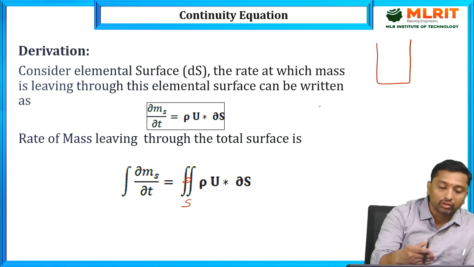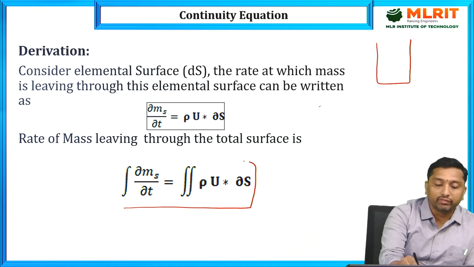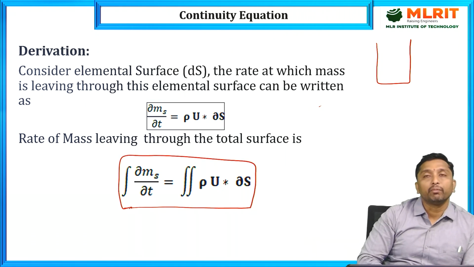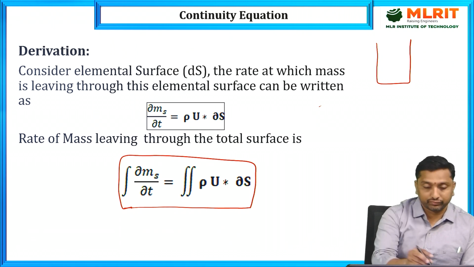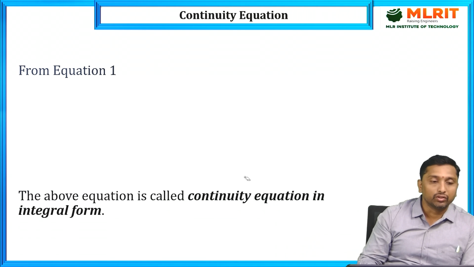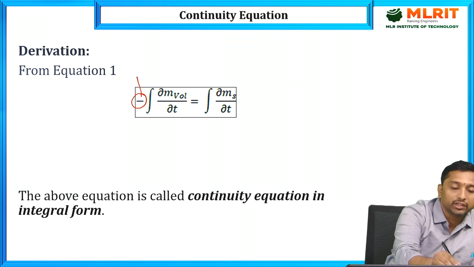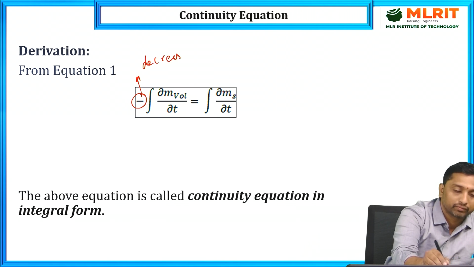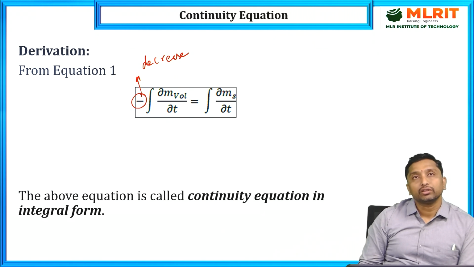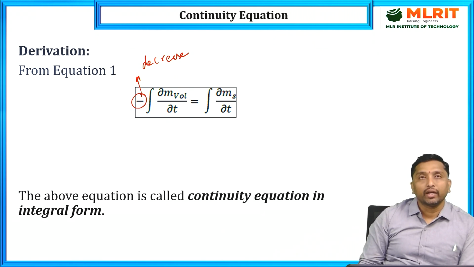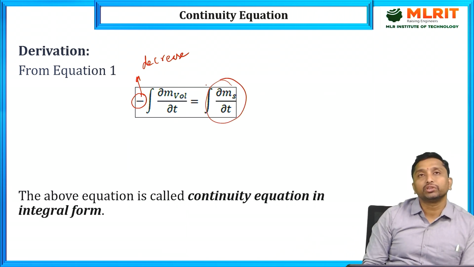From equation 1, these two should be equal. That is, the mass which is leaving through the surface and the mass which is decreasing inside the volume should be the same. So from equation 1, the negative sign indicates that there is a decrease in the mass inside the volume, and the right hand side indicates the mass flowing through the surface.